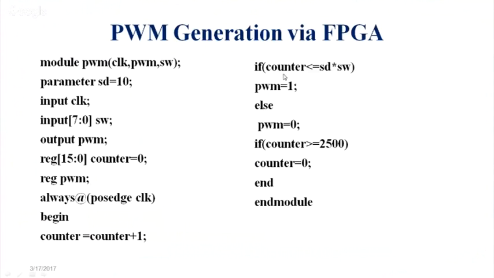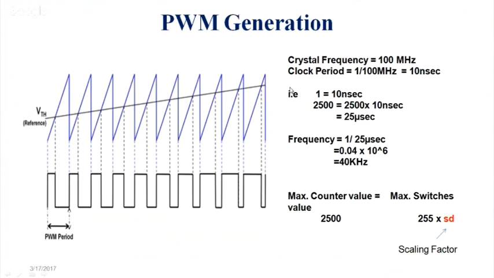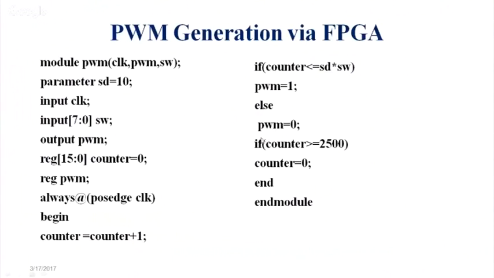Now we are going to compare this counter with our switches value. This switches value comes from your 8-bit switches, and the SD parameter will be multiplied. If it is greater than the counter, the output will be 1, PWM is equal to 1, like in this form. Else, the output will be 0. Until the switches times SD value is greater than the counter, the output will be 1, otherwise it will be 0.